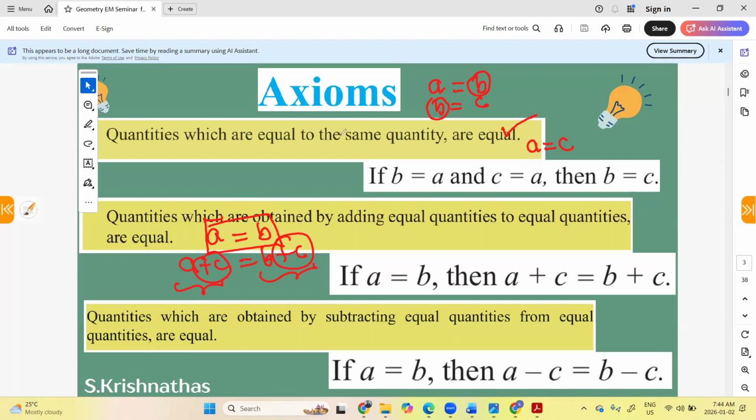The numbers are not important. Axiom 1, axiom 2, axiom 3, that is not important. If you mention axiom normally, it's enough. Next. Quantities which are obtained by subtracting equal quantities from equal quantities are equal. If A equal to B, I subtract C on the left side and right side. Here, what happened? Both are equal. First axiom, second axiom, third axiom. It is okay.